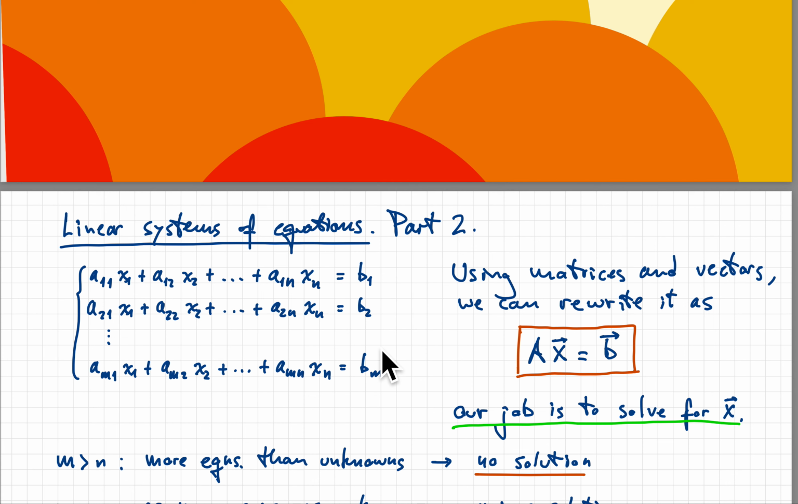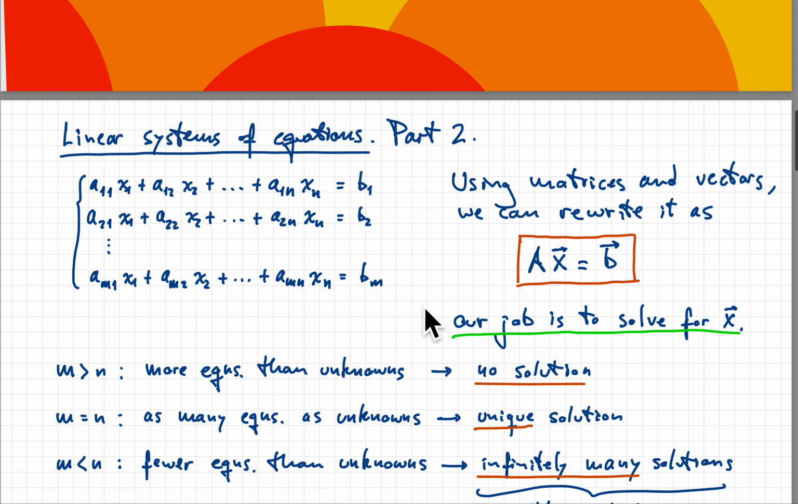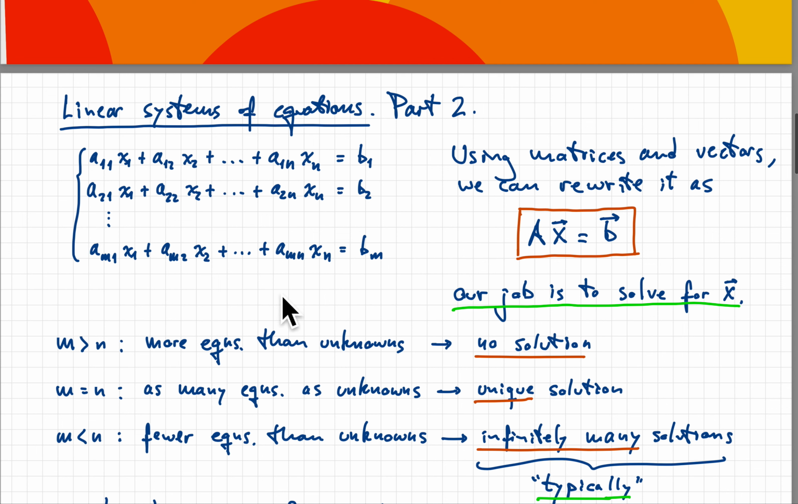right-hand sides. And using matrices and vectors, we saw last time in part one that we can rewrite this whole system, this big mess, in a very simple and compact way as A times x is equal to b, where this A times x is a matrix times vector product. And our job here is to solve for x.